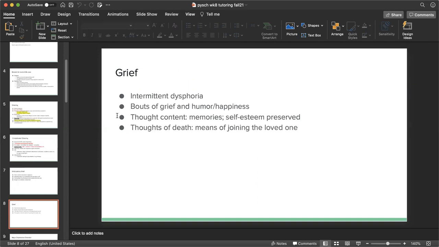And then grief is just intermittent dysphoria. So they have bouts of grief, and then humor or happiness. Their thought content will be memories, and their self-esteem will be preserved. And their thoughts of death mean a means of joining their loved one who is passing.